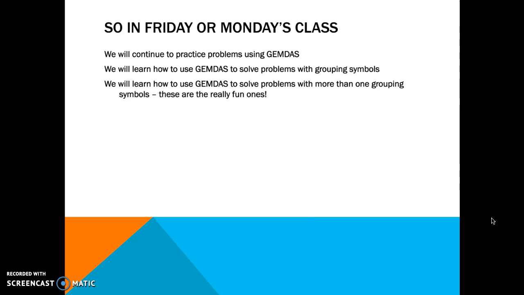So again, this is just a quick overview of what is order of operations, what is GEMDAS, when do we use it. So we're going to continue to practice problems using GEMDAS in class. We're going to learn how to use GEMDAS when solving problems with grouping symbols, so with our parentheses, our brackets, and our braces. And then we'll learn how to use GEMDAS to solve problems with more than one grouping symbol. So sometimes there's going to be problems with parentheses and brackets. And these are actually the really fun ones because they're pretty challenging.